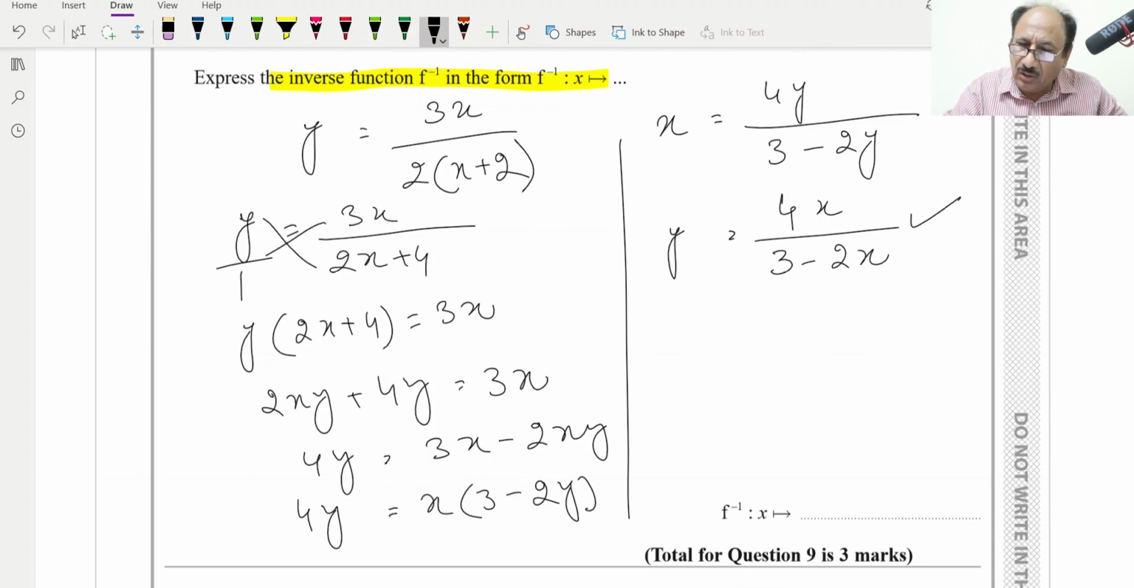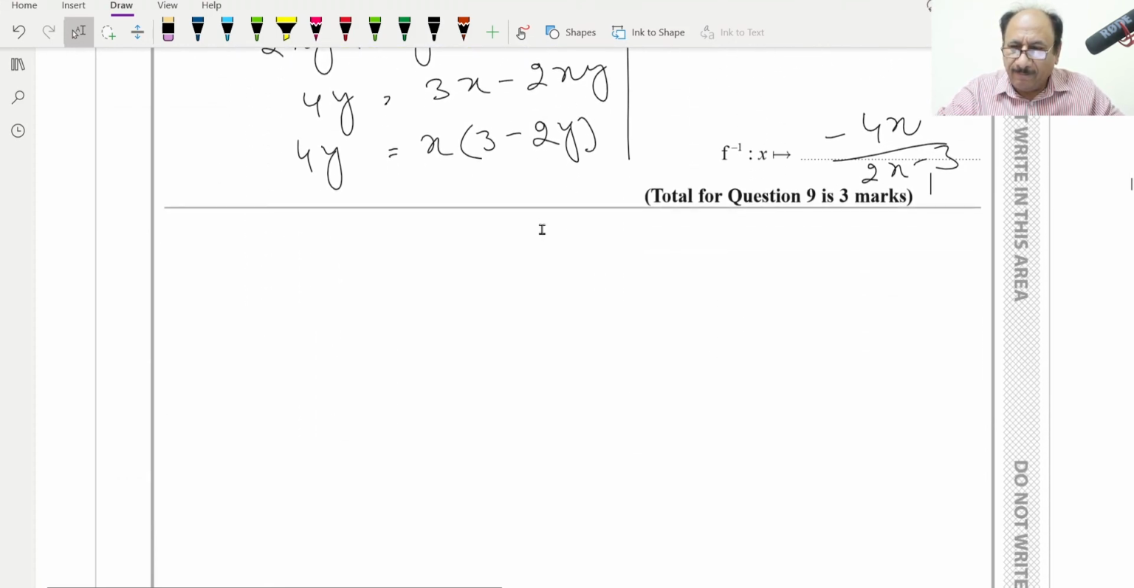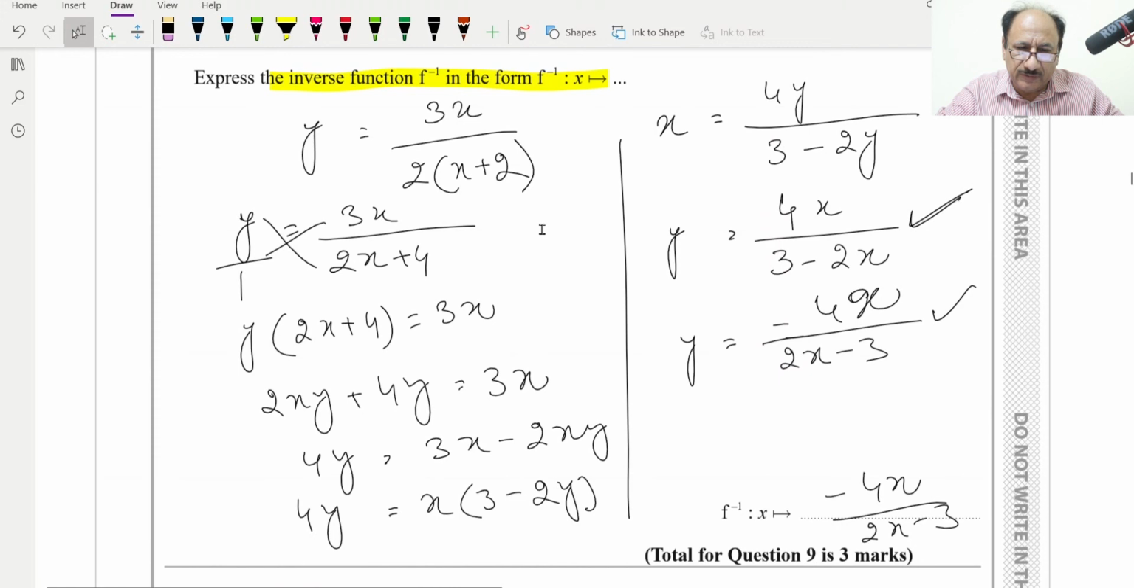This can be the answer, or we can swap the lower portion. We can take -1 common from the lower portion, and it will be minus 4x over 2x minus 3. So what we have done in this step is that from the denominator we have taken -1 common, and we have shown it in the numerator. So this can also be the answer, any one of them. So I'm writing minus 4x over 2x minus 3. This will be our final answer for this question. Hopefully you understood this.